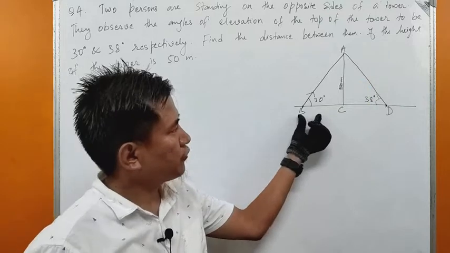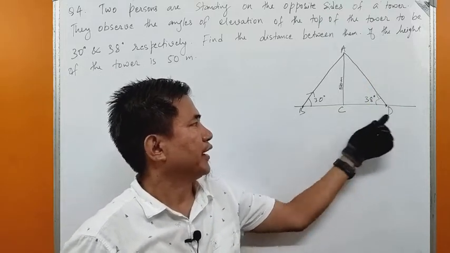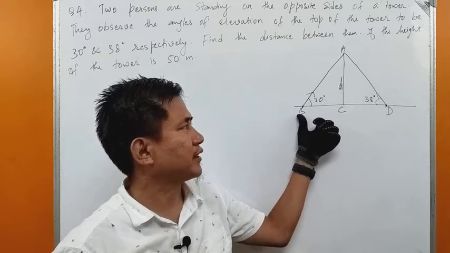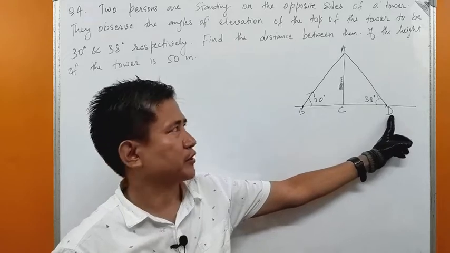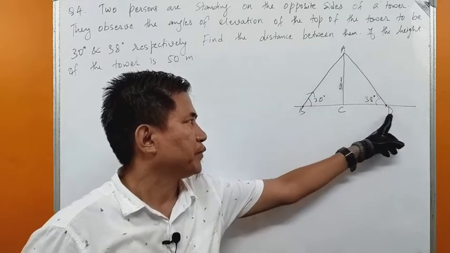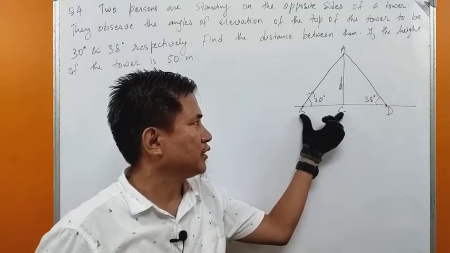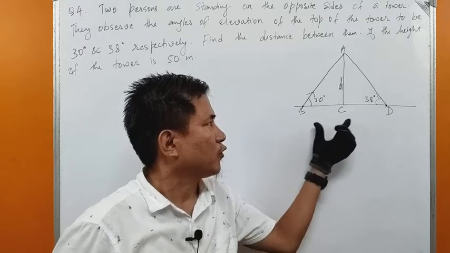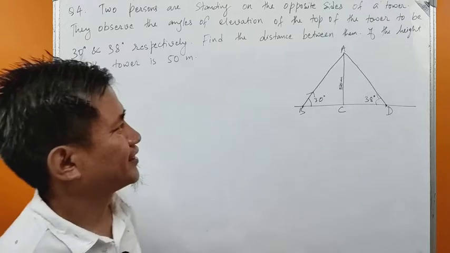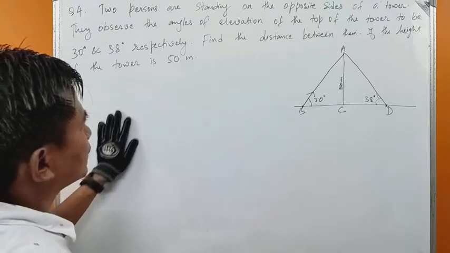Now we are asked to find BD, isn't it? The distance between the two people, B and D. B is the place where the first person is standing, and D is the place where the second person is standing and observing the tower. So first we find BC and then we find CD, and we add up BC and CD, so we will find BD. I hope you got this. Now let's solve this question.